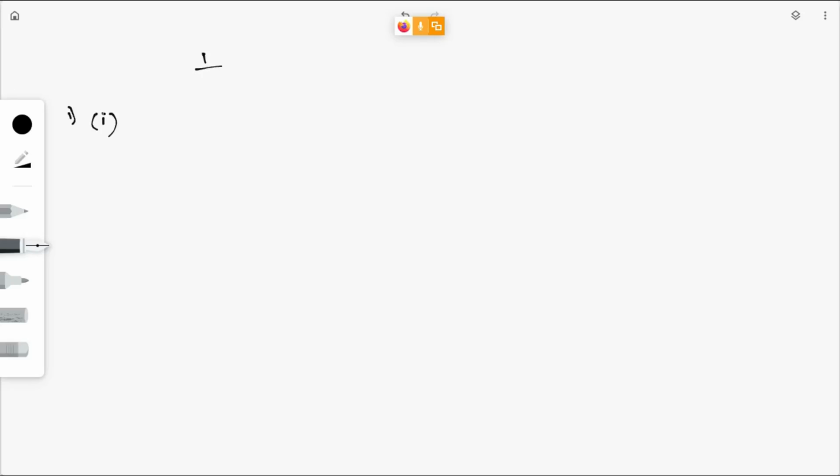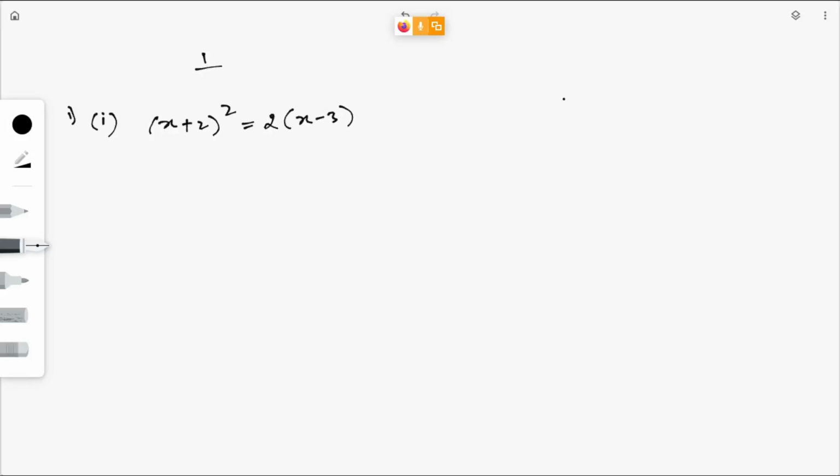Okay. What is the first equation here? x plus 2 whole square is equal to 2 times x minus 3. So you need to check whether this is a quadratic equation or not.